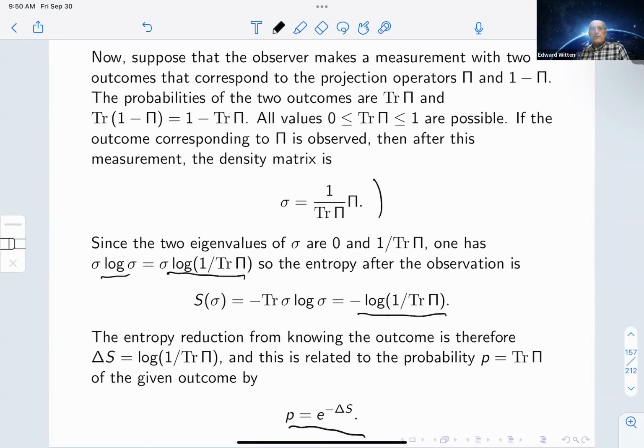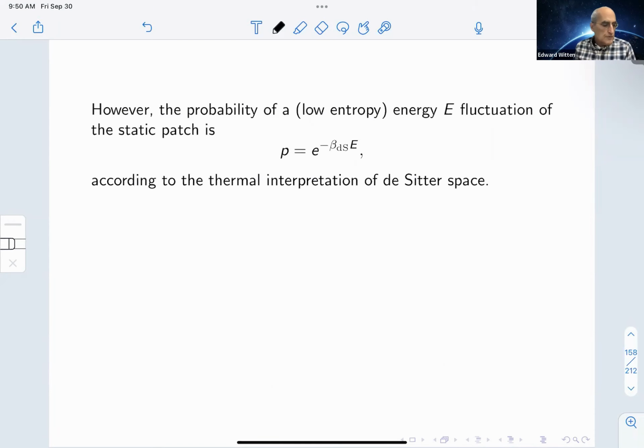So that's a funny formula, though, because it shows you that the probability of making an observation is determined only by the entropy reduction if you make that observation. Whereas, since de Sitter space has a thermal interpretation, you would have thought that, for example, the probability to observe an elephant in de Sitter space would have a thermal suppression, the exponential of minus the elephant mass times the inverse temperature. Now we see the thermal interpretation of de Sitter space predicts that the probability of low energy observation would be controlled thermally. So we have two different candidate formulas for the probability of seeing a given fluctuation in de Sitter space. One is thermal and the other is purely entropic.